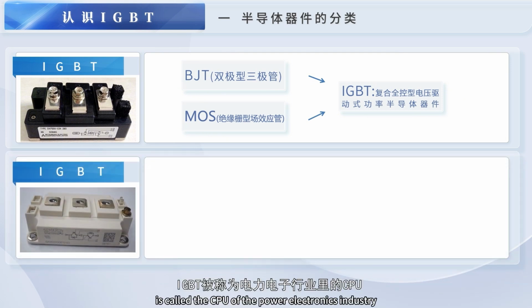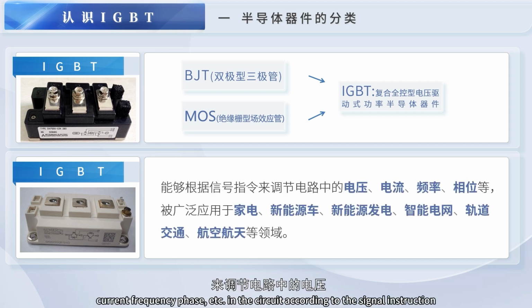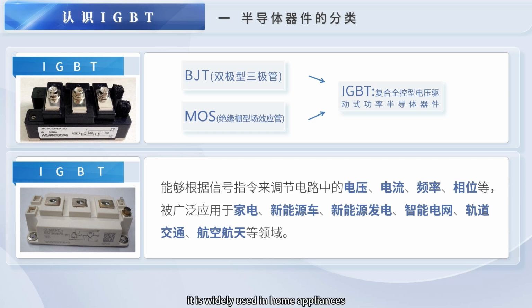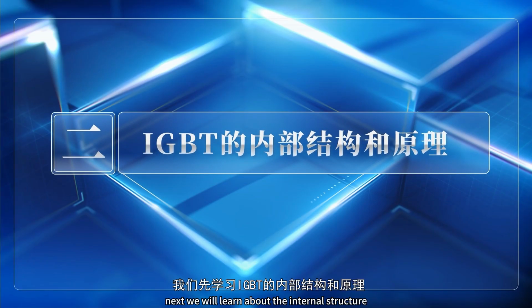IGBT is called the CPU of the power electronics industry. It can adjust the voltage, current, frequency, phase, etc. in the circuit according to the signal instruction. It is widely used in home appliances, new energy vehicles, new energy power generation, smart grid, rail transportation, aerospace, and other fields. Next, we will learn about the internal structure and principle of IGBT.